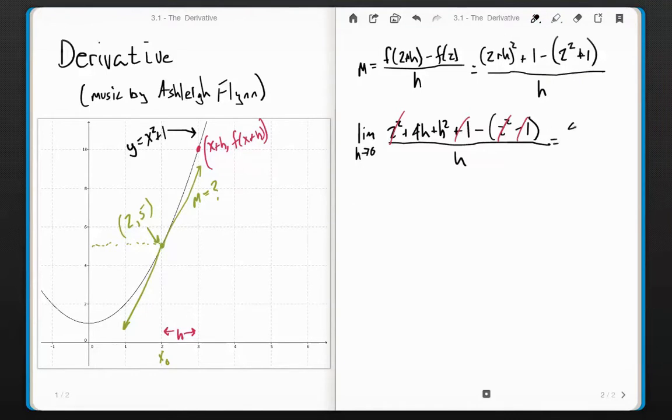4h plus h squared. I was actually a member of 4-H as a kid. Health, home, heart, and happiness. Something like that.